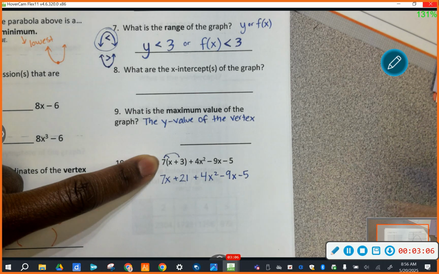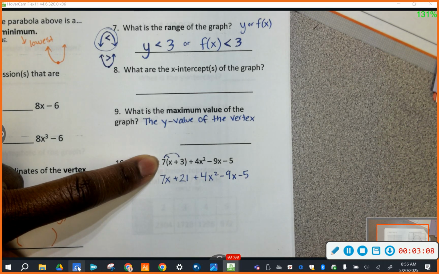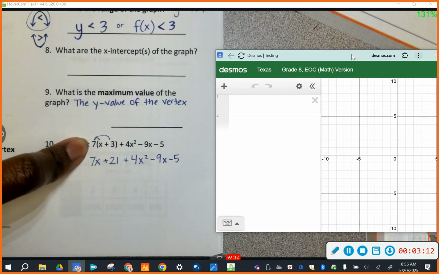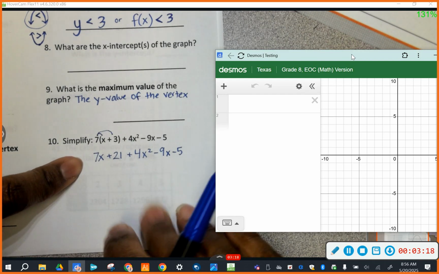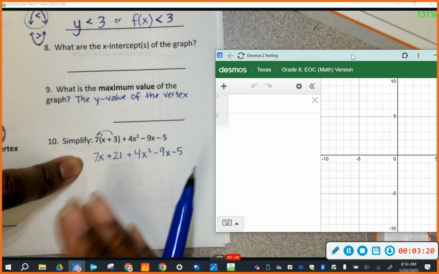All right, so let me pull up my Desmos so we can get some things added together. Please don't be so big-headed that you feel like you don't have to use Desmos. This is your final exam. Use it to make sure.